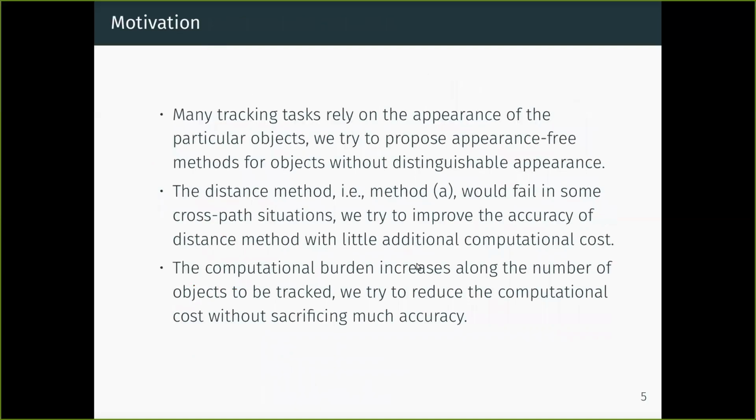The motivation for our method is that many tracking tasks would rely on the appearance of the particular objects. We try to propose an appearance-free method for objects without distinguished appearance. And secondly, method A would fail in some cross-path situations. We try to improve the accuracy. And also we try to reduce the computational cost.